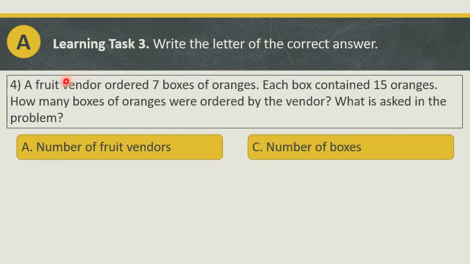Okay, number 4. A fruit vendor ordered 7 boxes of oranges. Each box contained 15 oranges. So, merong 7 box ng oranges. 7 boxes. Kada isang box, nagko-contain siya ng 15. So, how many boxes of oranges were ordered by the vendor? So, dito ang tanong, what is asked in the problem? So, anong tinatanong dito? Makikita nyo sa pag may question mark, yun yung tanong. So, ang tinatanong dito is the number of boxes. So, which is, ang answer po ay letter C.